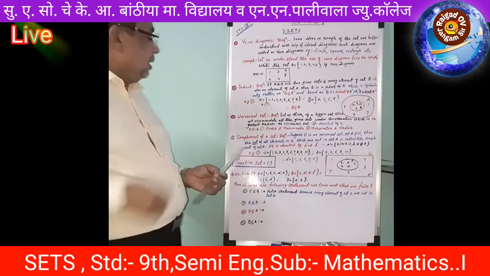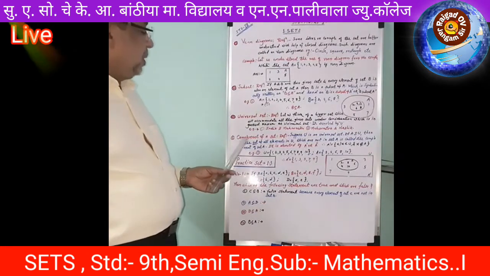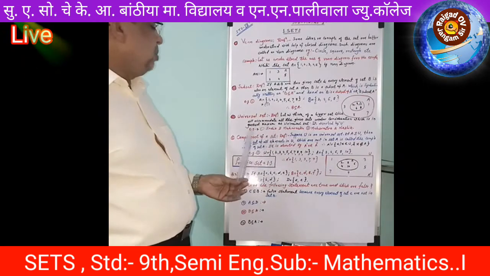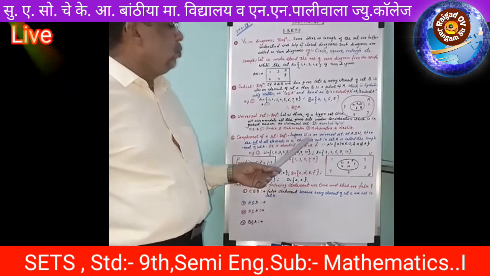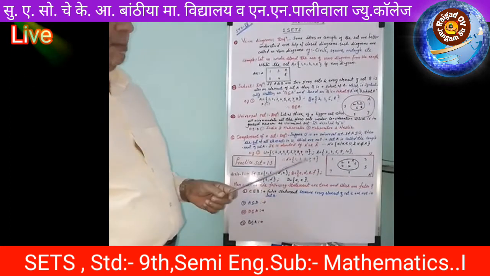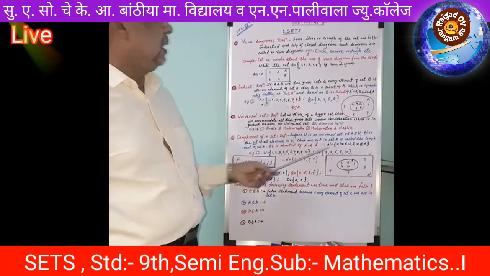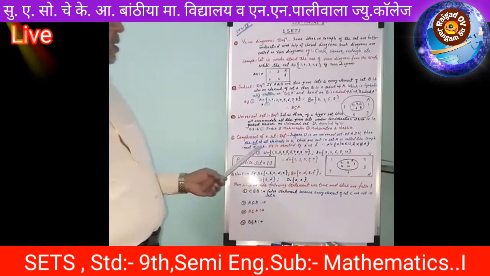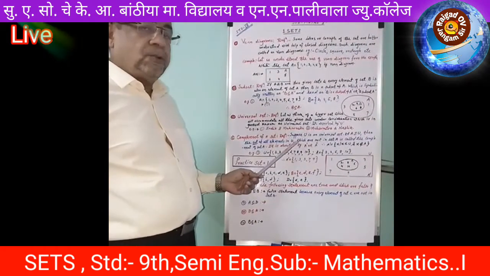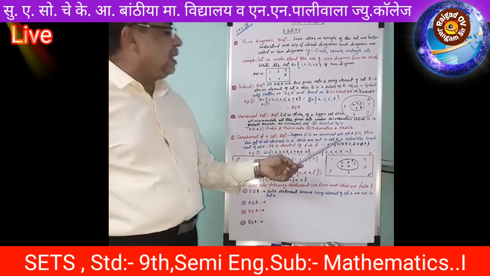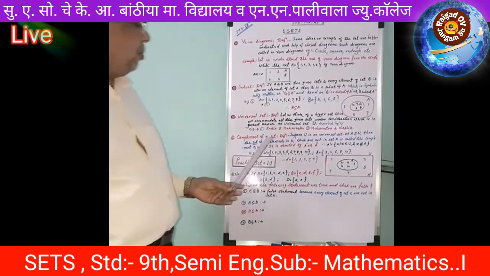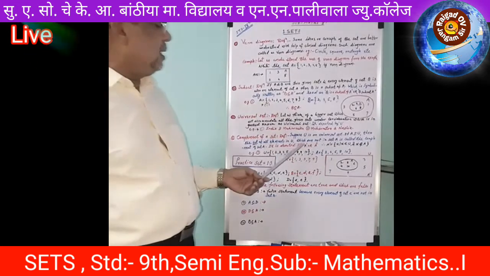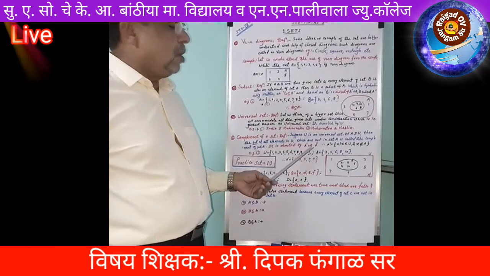Now we study the next important definition, that is the complement of a set. What is meant by complement of a set? Suppose U is a universal set. If A is a subset of U, then the set of all elements in U which are not in set A is called the complement of set A, and it is denoted by A dash or A raised to C.